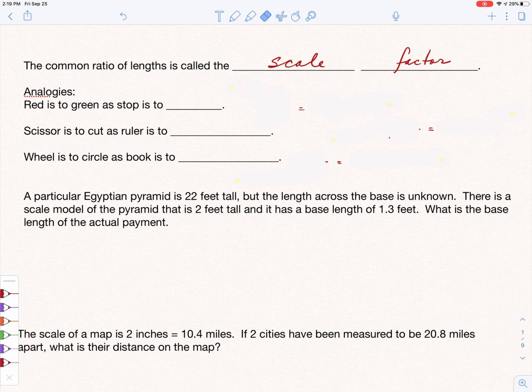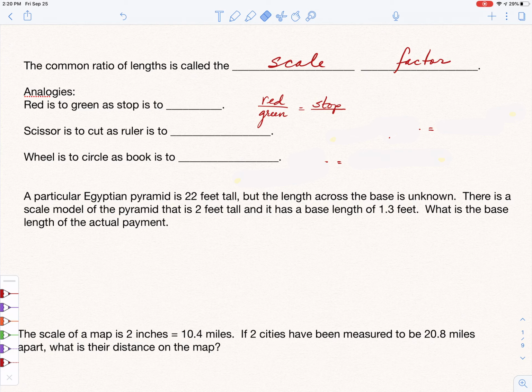The cool thing about analogies in English is that they can be written as a proportion in math. If I took the same analogy from English and wrote it as a proportion, we would say that the first fraction, red over green, we would read as red is to green. So this part will read red is to green as, the equal sign there, as stop is to, and then whatever you put in for your blank.